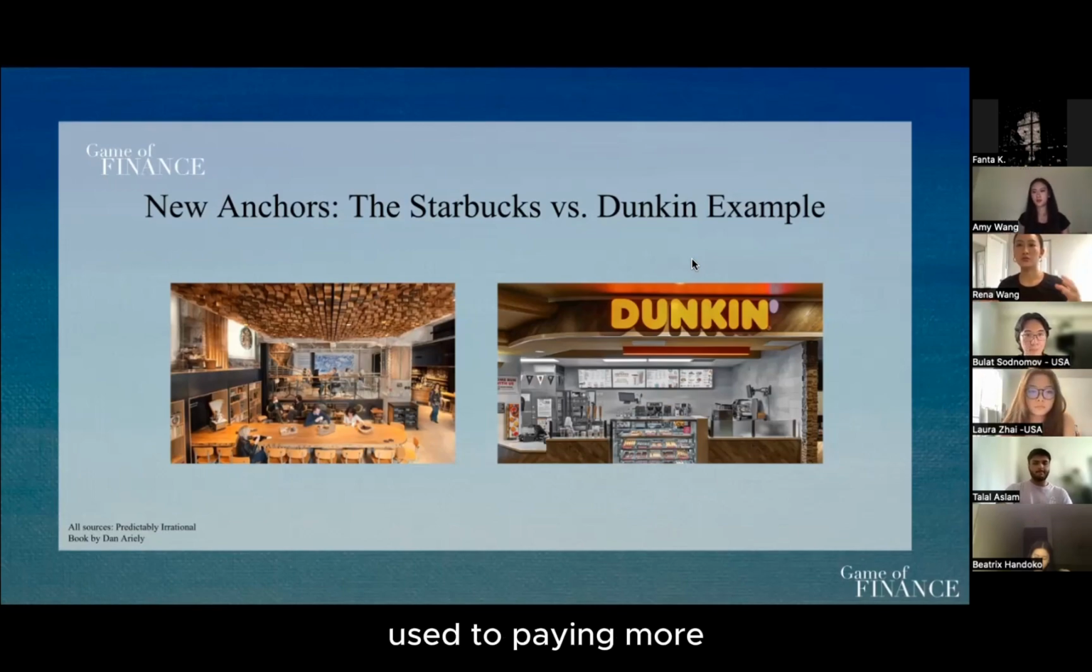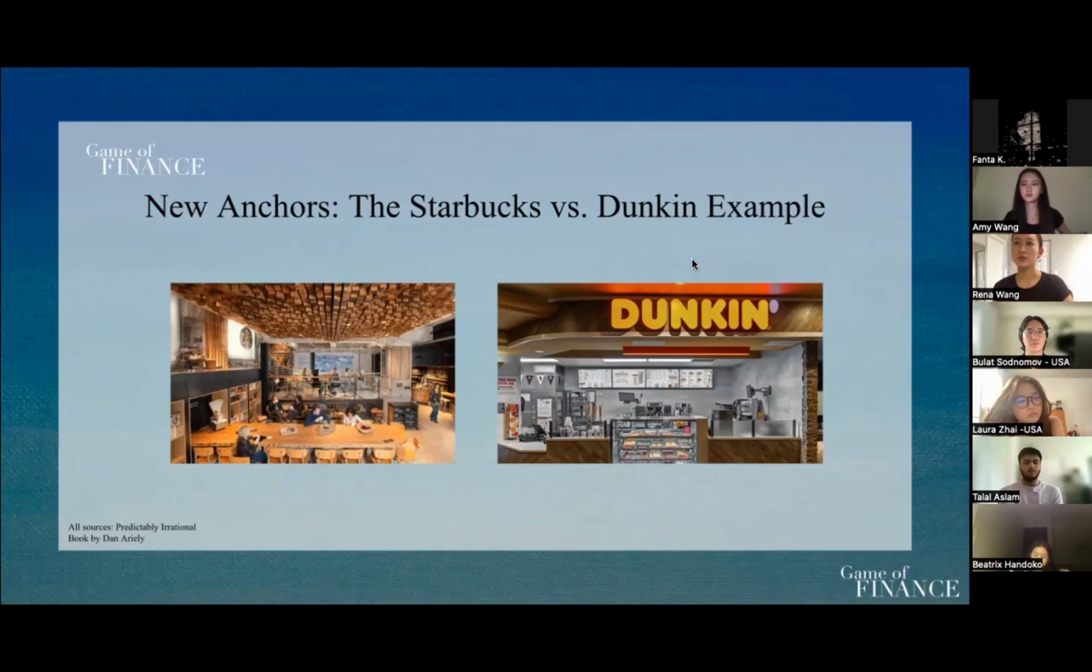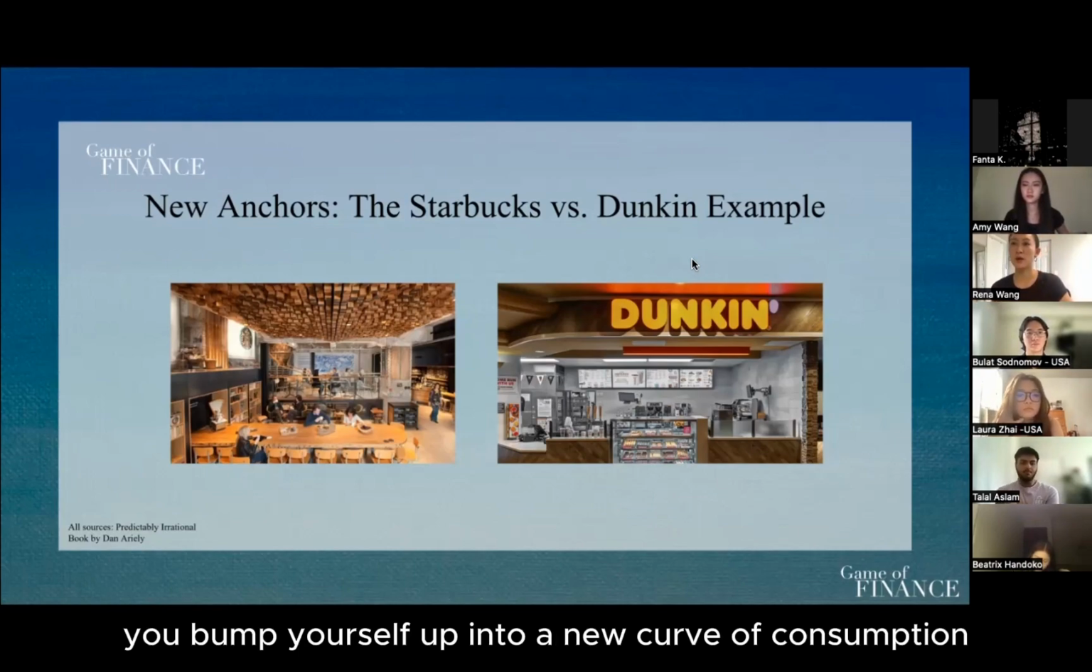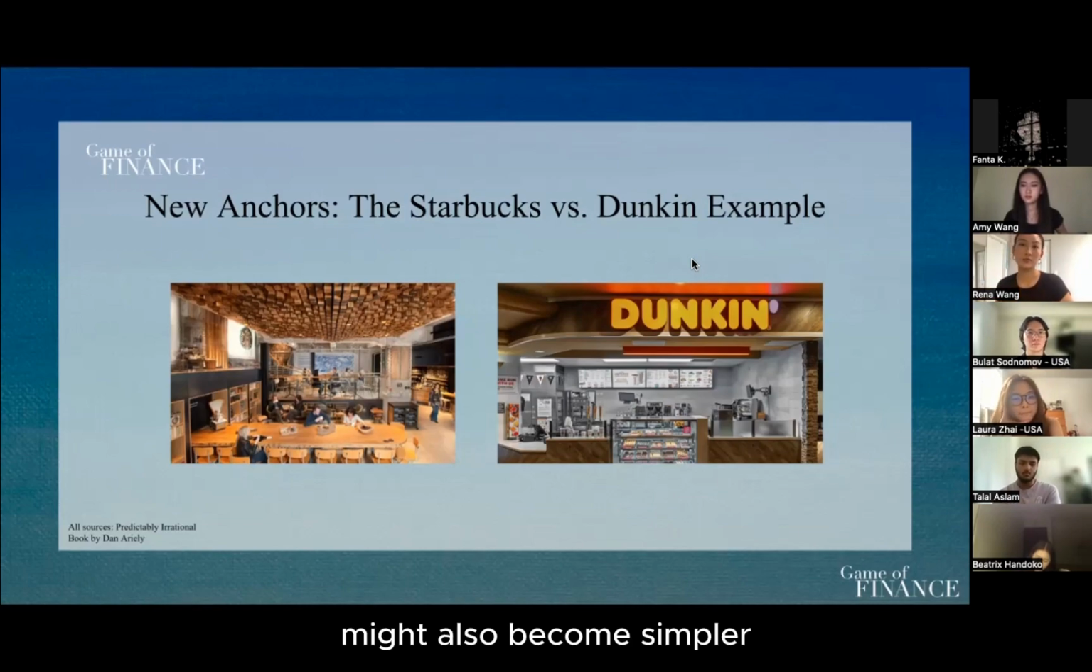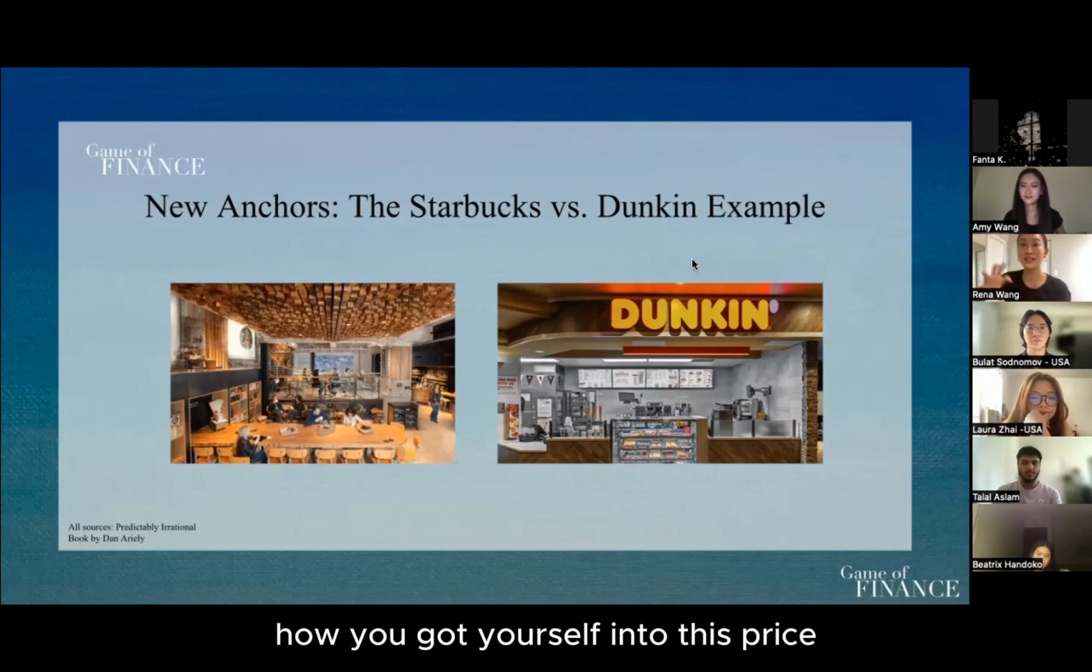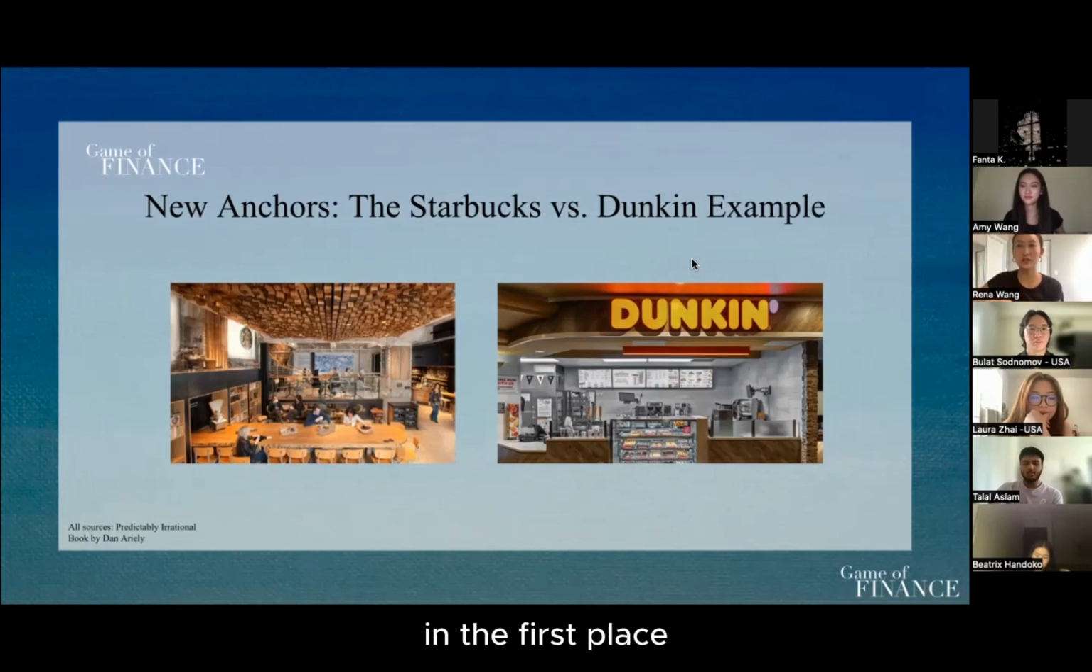Now you have gotten used to paying more for the coffee compared to Dunkin'. And then you bump yourself up into a new curve of consumption. Other choices might also become simpler. Perhaps now you're going to move from a small coffee, which costs $2, to a medium size, and then to a venti, and then to an extra venti, if that's a thing. And even though you don't know how you got yourself into this price range in the first place, moving into a larger coffee at a relatively greater price seems pretty logical, right?